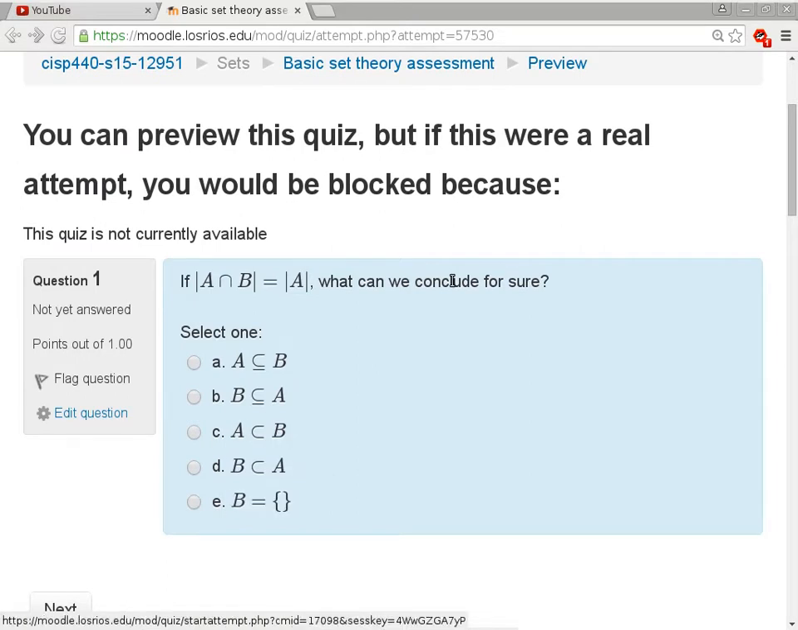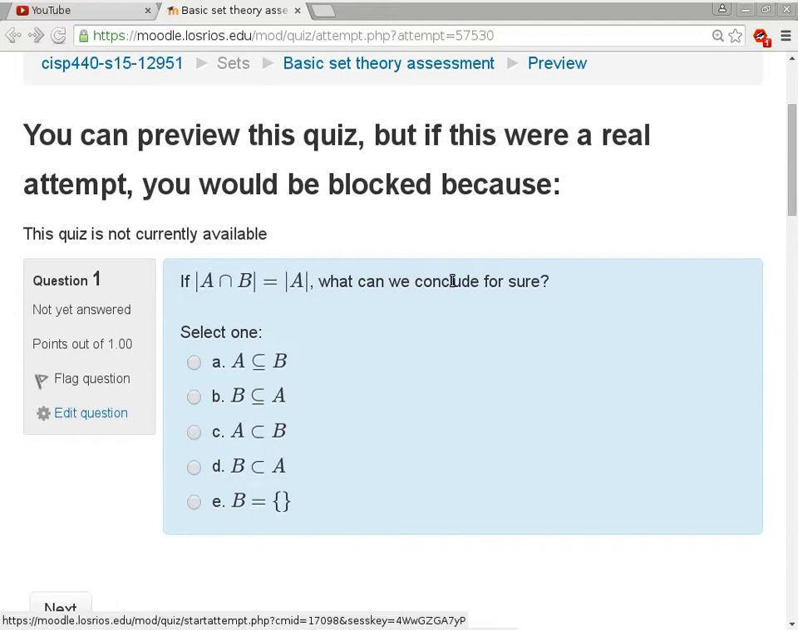So there are a few questions, and this is the questions that you get. The ordering may not be the same because I think I randomized the questions too. So this is the first one that we're dealing with. If A intersects B, the intersection has the same number of elements as one of the sets, which is A in this case. What can we conclude for sure?